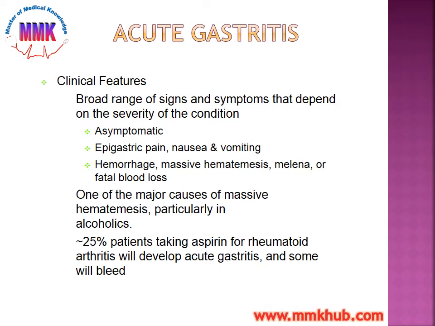Acute gastritis. Clinical features of acute gastritis include signs and symptoms that depend on the severity of the condition. It may be asymptomatic or the patient may present with the epigastric pain, nausea and vomiting, and in severe condition there can be hemorrhage, massive hematemesis, melena, or fatal blood loss. One of the major causes of massive hematemesis, particularly in alcoholics, is acute gastritis. Approximately 25% of patients taking aspirin for rheumatoid arthritis will develop acute gastritis, and some can bleed.